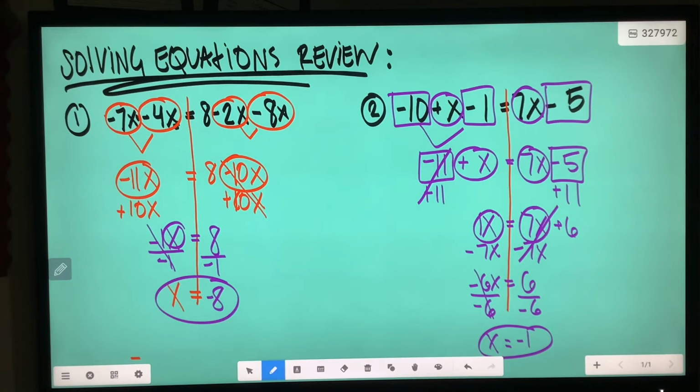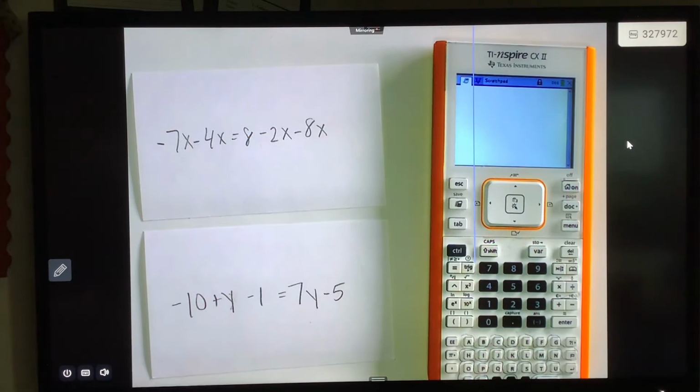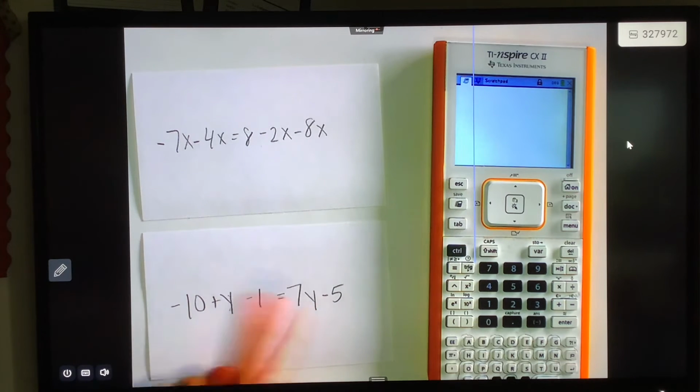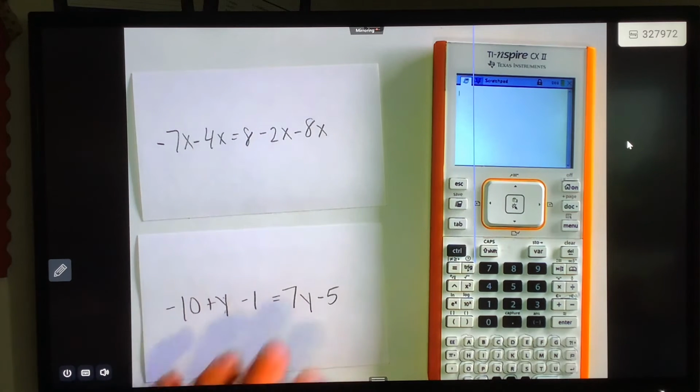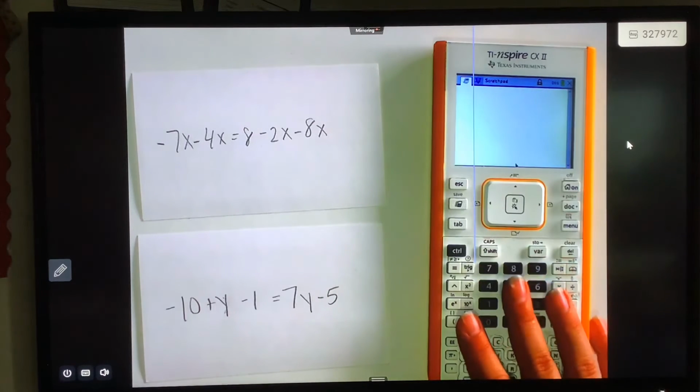Here's how you solve this in the calculator. So on the board now, there are the two equations that we were just working with. However, I traded one x down here at the bottom equation for y's. I'm going to show you that it doesn't matter which letter you're using when solving equations. But I do want to show you that there is a trick inside the calculator for solving equations.